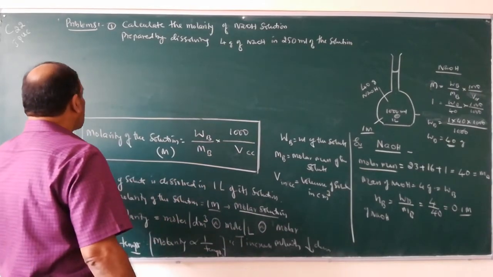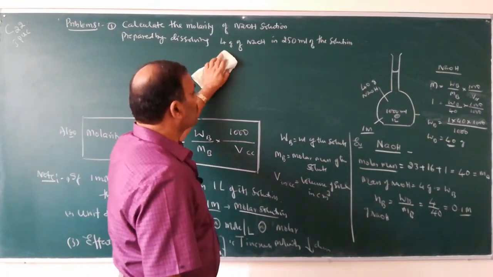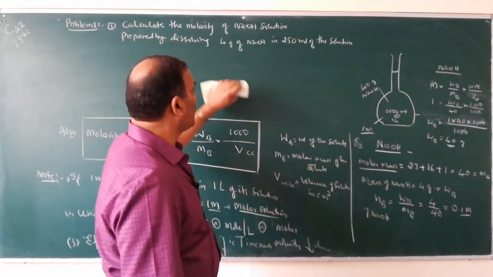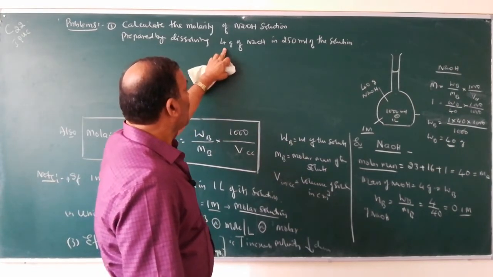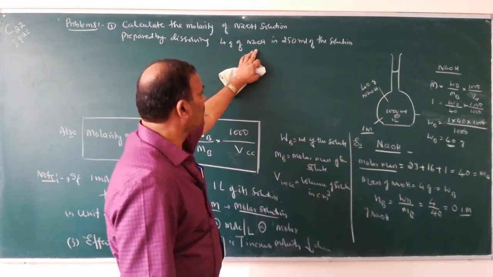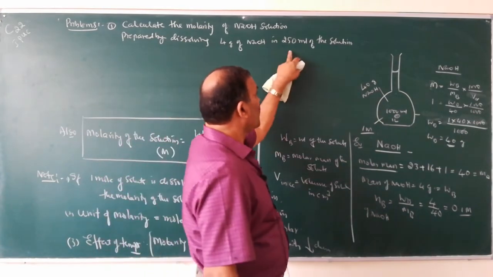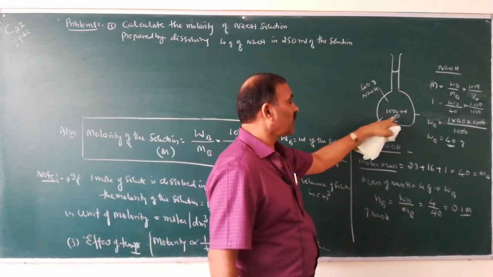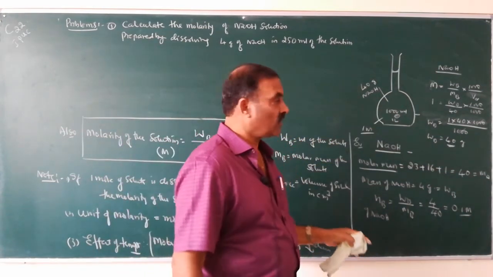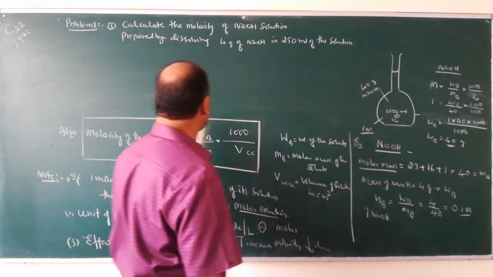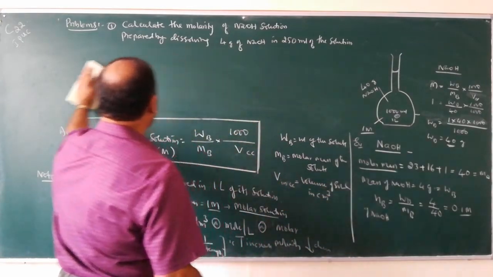the weight of the solute is given. So 40 gram is not given. They have given only 4 gram of sodium hydroxide. What is the volume of the solution I have to prepare? I have to prepare only 250 cc. What should be the molarity? So molarity of the solution.